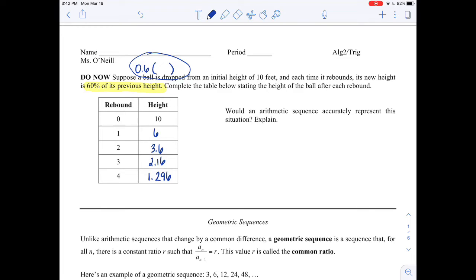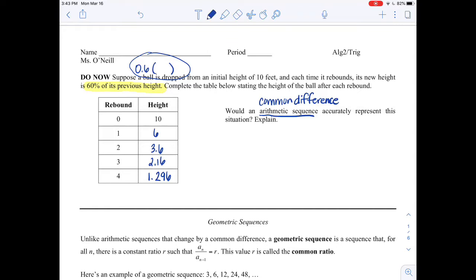As you take a look at the heights after each rebound, let's think about, does this make an arithmetic sequence? Remember, an arithmetic sequence was special because you had a common difference. If you subtracted any two consecutive terms, it came out to be the same difference. You notice in this case, it's not. If I do 10 to 6, that's a difference of -4. But I'm definitely not subtracting 4 to go from 6 to 3.6.